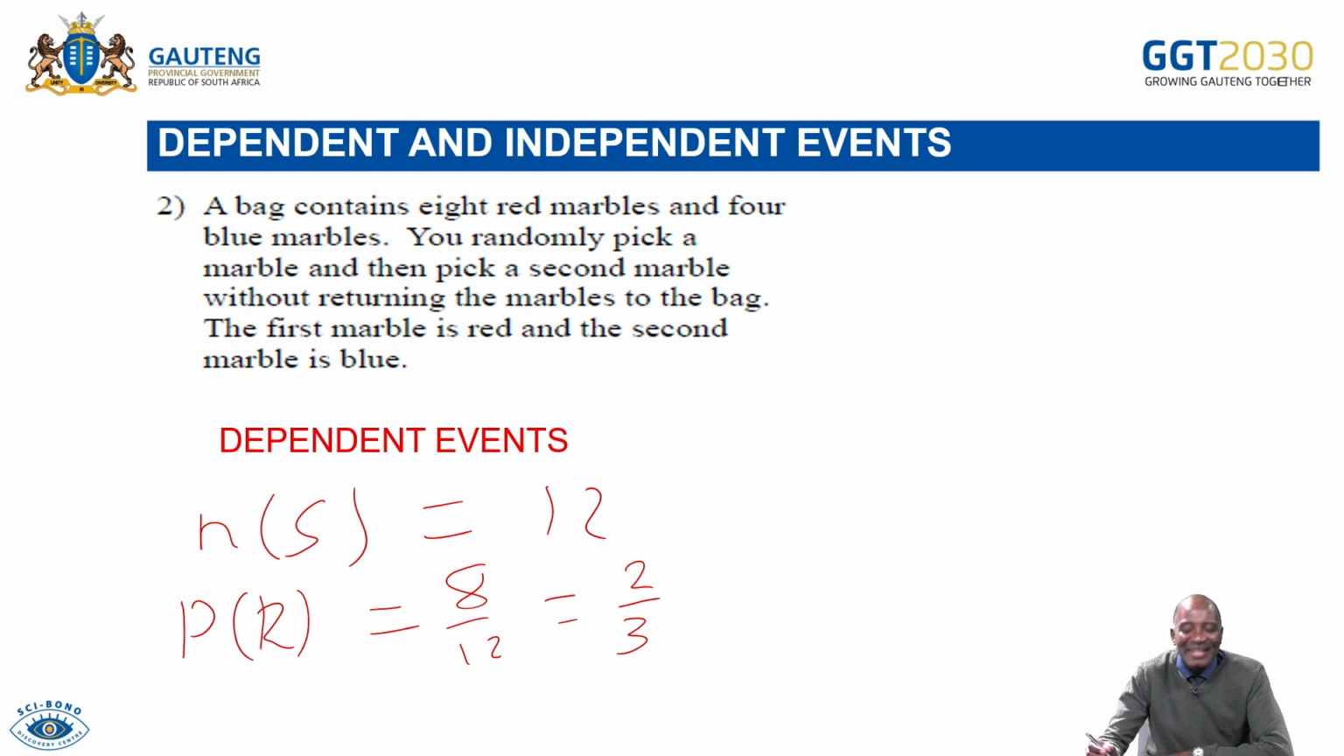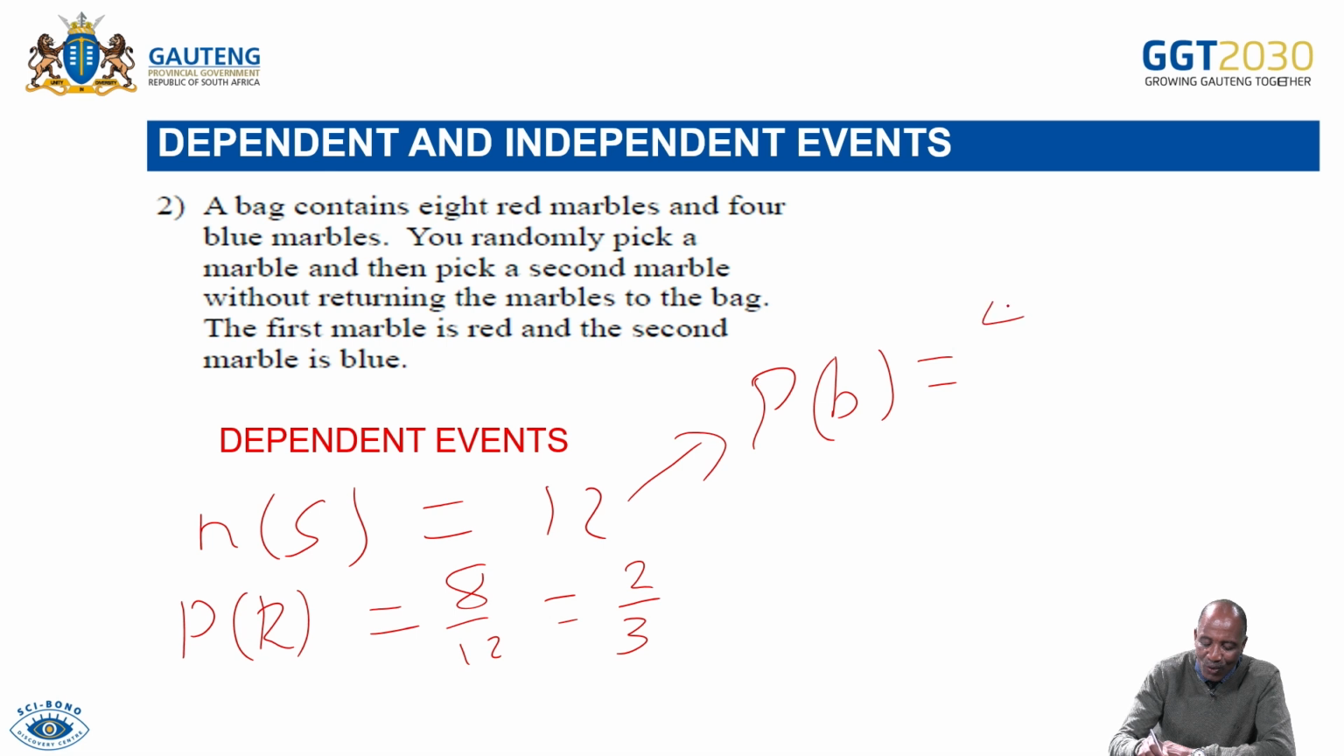Then remember, it's without replacement. So when I come for the second time, the denominator is affected. I have already removed 1 red. There are now 11 left. So the probability now of removing a blue one is going to be 4 divided by 11. That would be your answer for blue. So the probability of blue now depends on the probability of red, which was our first draw. So such events are said to be dependent on each other.